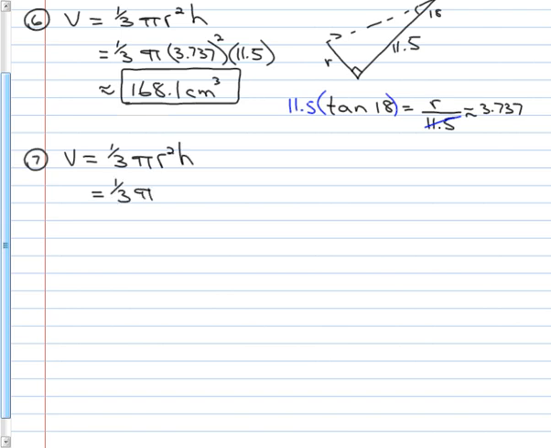1/3 times pi. Do we know the radius? Yep, 1.6. That has to be squared. Height? 14? No, sorry, 10.5. A little bit different than 14. 28.1. 28.1 millimeters cubed is what you should be getting.